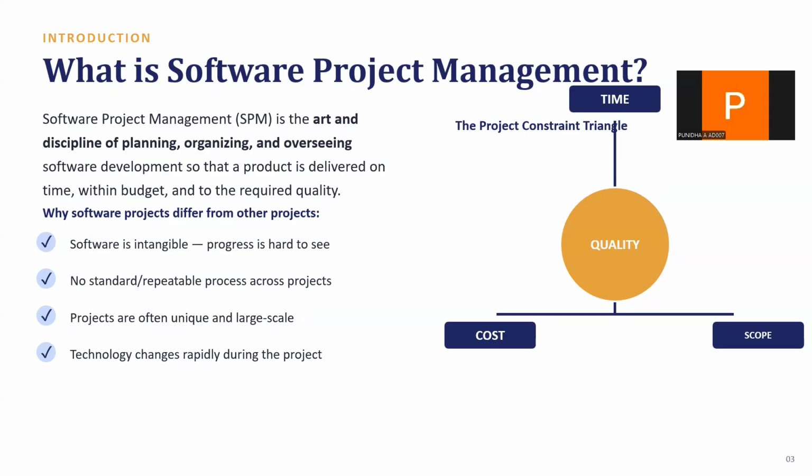Why does software need its own kind of project management? Four reasons. Software is intangible. You can't see 40% of a program the way you see 40% of a building. There is no standard repeatable process across projects. Projects are often unique and large scale, and technology changes rapidly, sometimes even during the project itself.